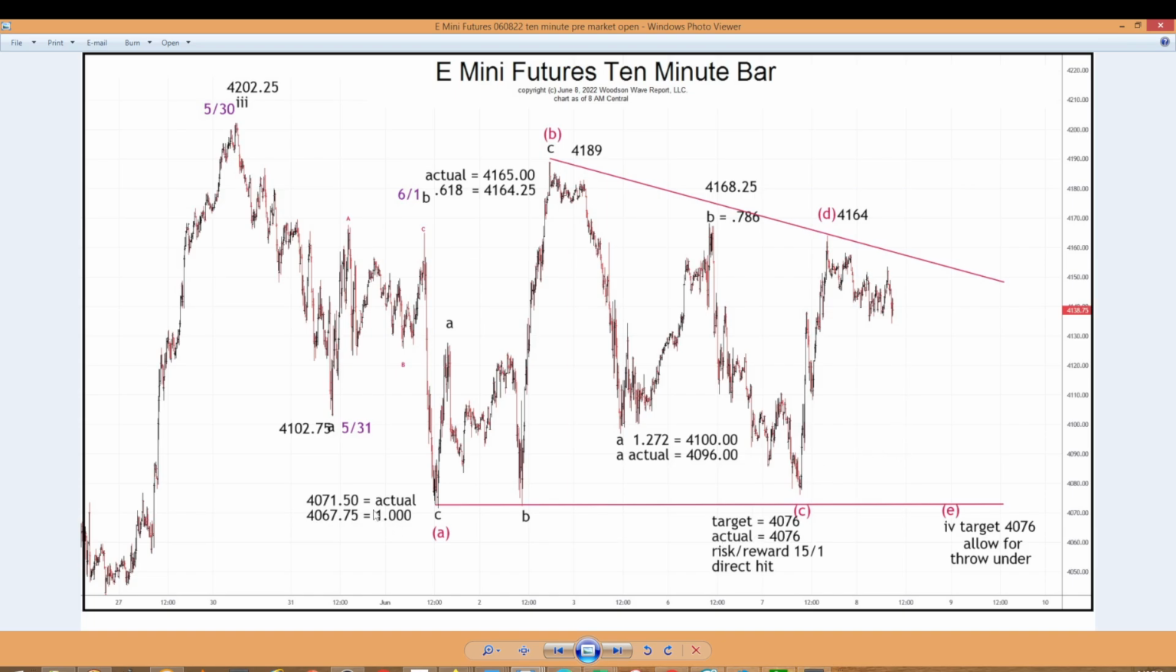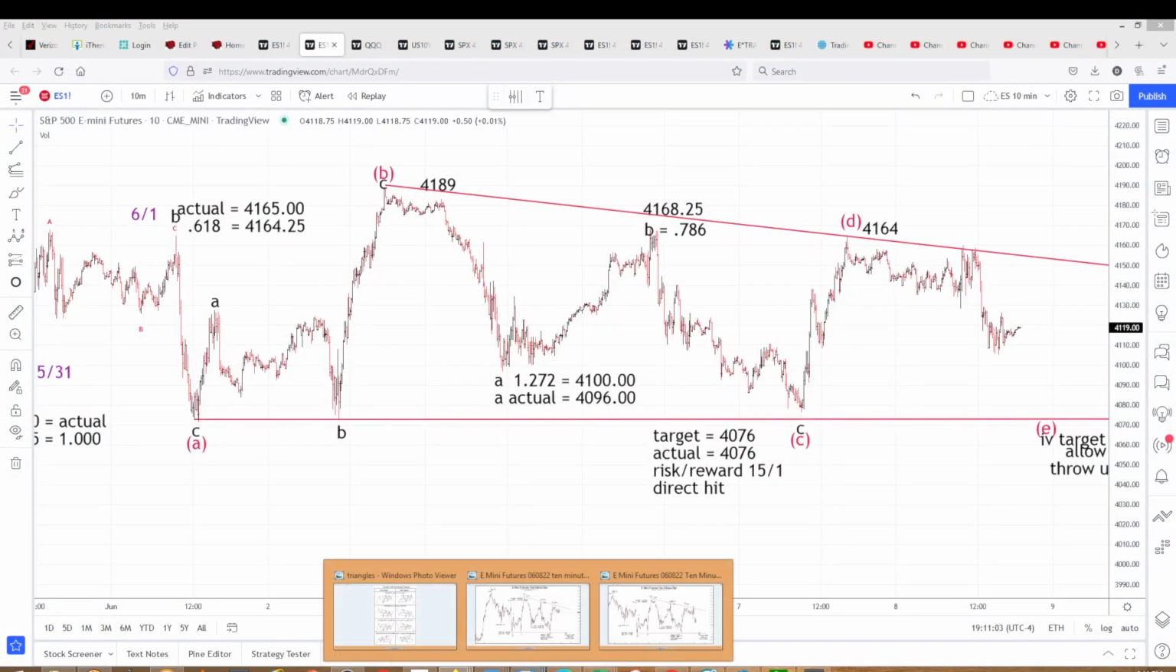And there was that direct hit. You can see all these actuals and direct hits. They're pretty darn close. Okay, so here is that triangle forming, and it should come down to here. This was at 8 a.m. this morning. Then we'll update it with a little post-market.